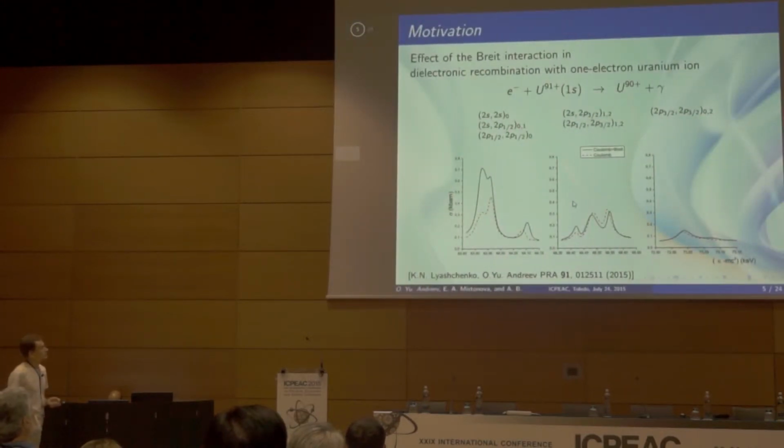Here is an example of dielectronic recombination with one-electron uranium. Here is given the cross-section for this process. The black curve gives the full relativistic QED calculation. The red one is the calculation disregarding the Breit interaction. You can see that the Breit interaction may increase the cross-section even 2 times in principle.